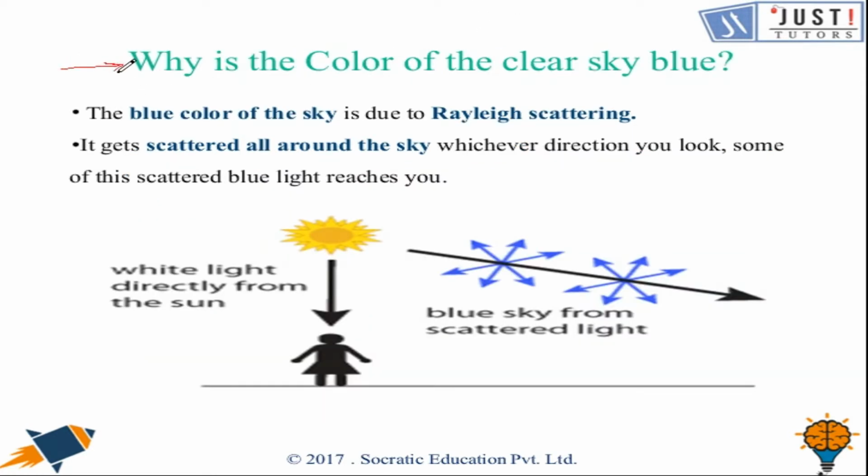Now, the question: why is the color of the clear sky blue? The blue color of the sky is due to Rayleigh scattering. As light moves through the atmosphere, most of the longer wavelengths pass straight through. The absorbed light is radiated in different directions and gets scattered all around the sky. Whichever direction you look, some of this scattered blue light reaches you. We see the blue light from everywhere overhead. The sky looks blue. This is the only reason.